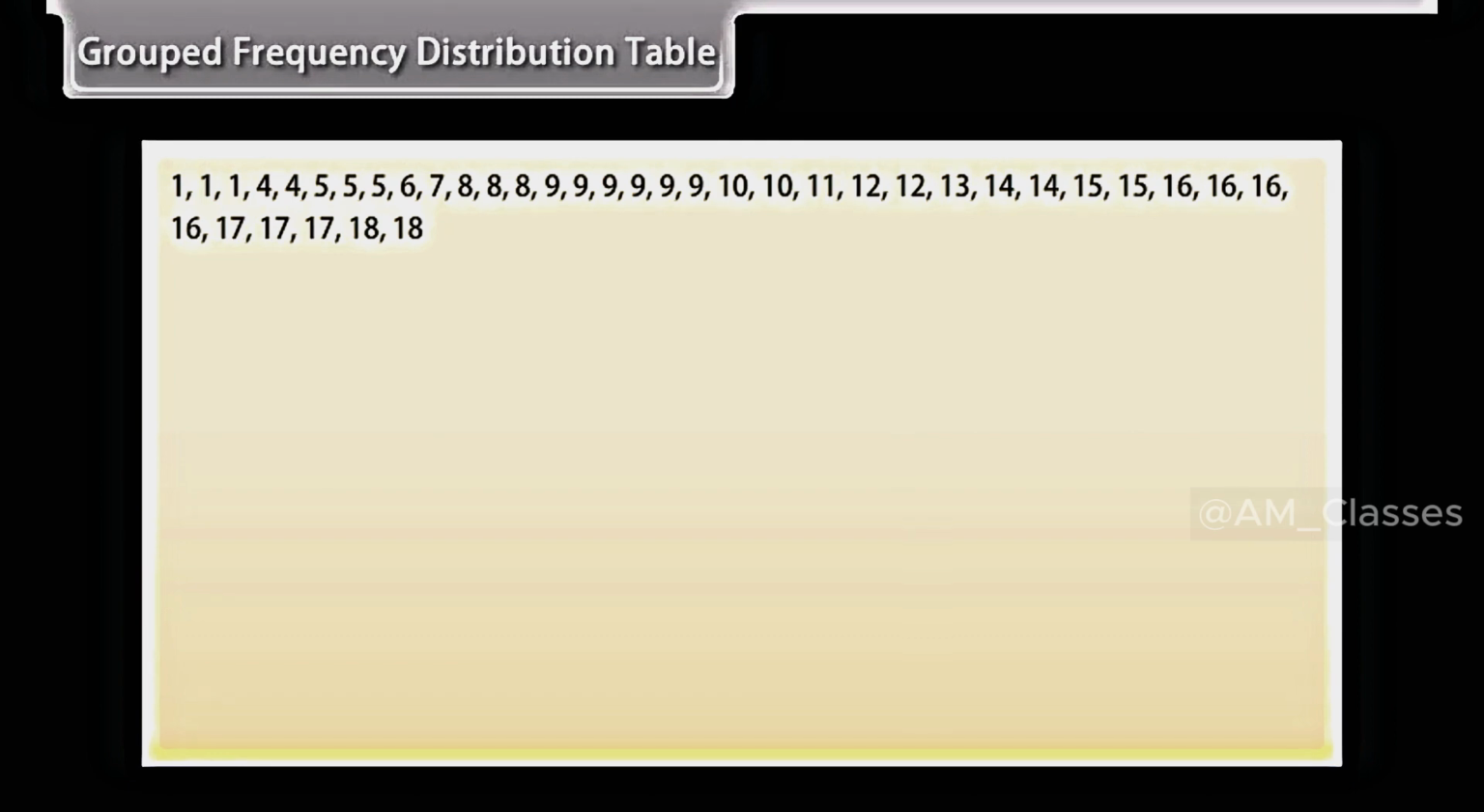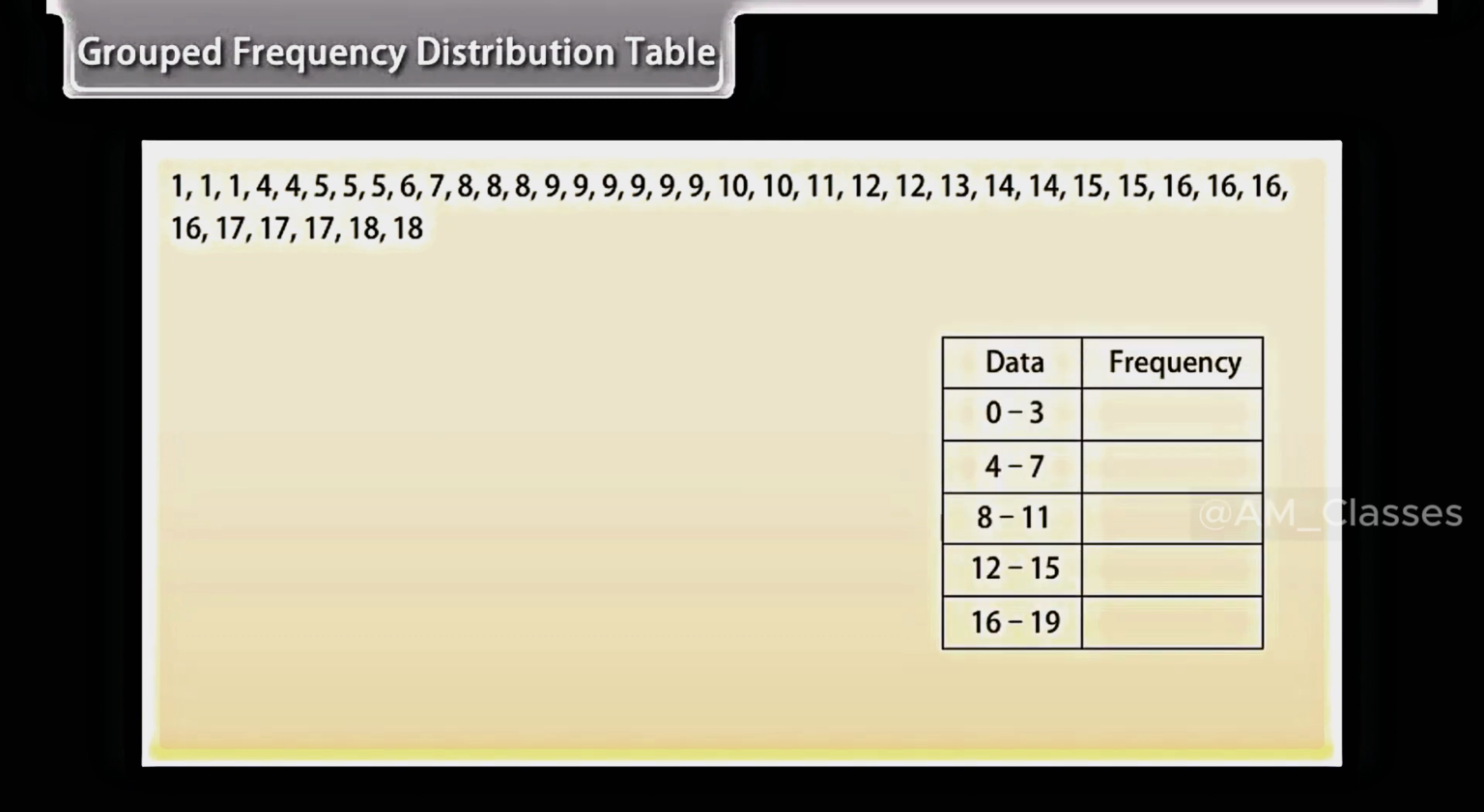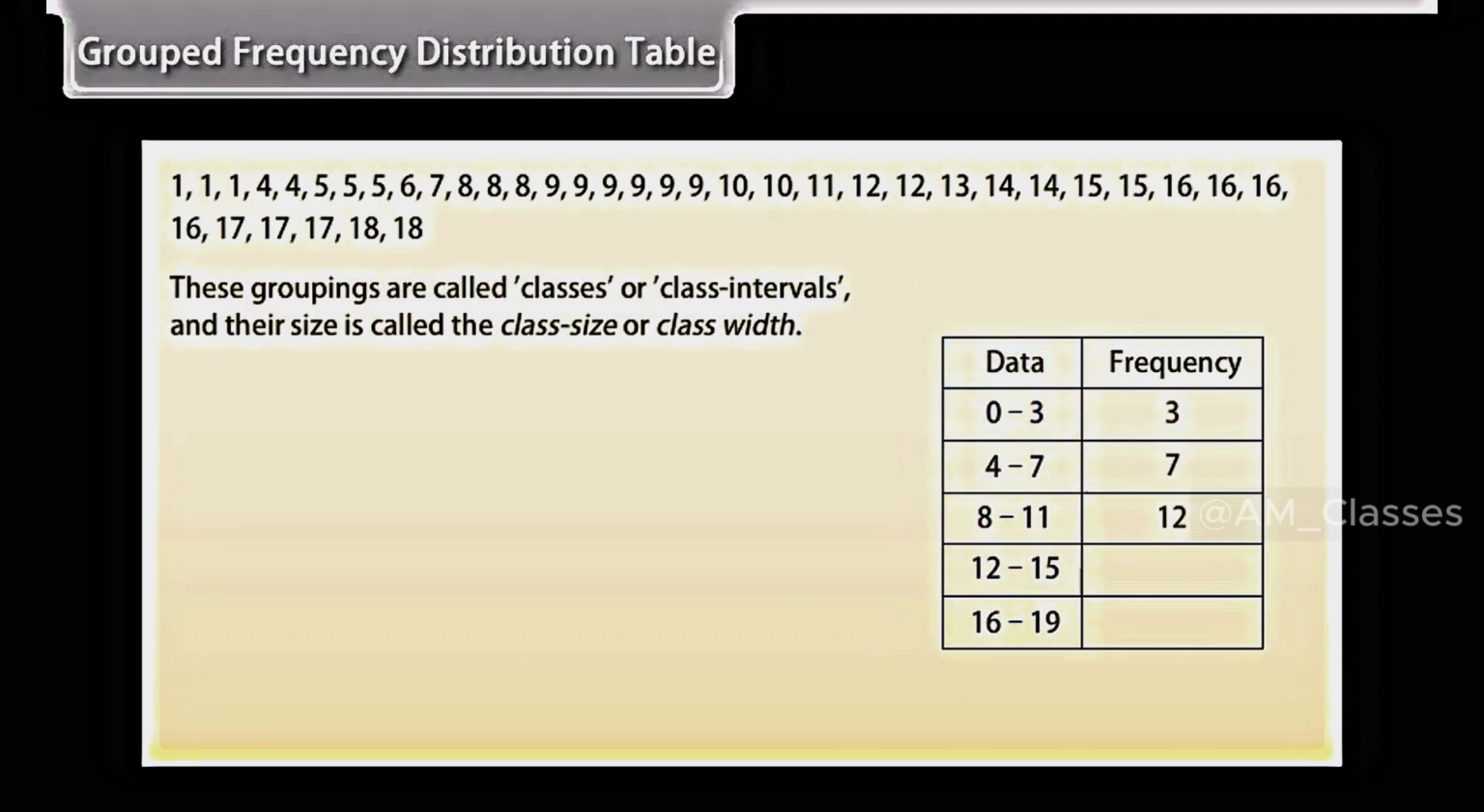Grouped frequency distribution table. Sometimes we have got large amount of data. So, to present such a large amount of data, we condense it into groups like 0 to 3, 4 to 7, and so on, till 16 to 19, since our data is from 1 to 18. These groupings are called classes or class intervals, and their size is called class size or class width. Here the size is 4.